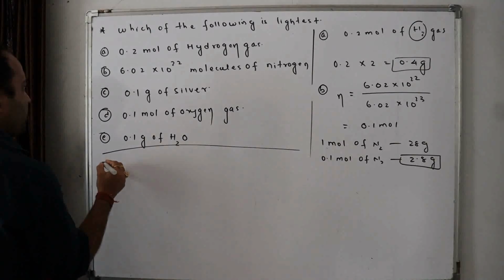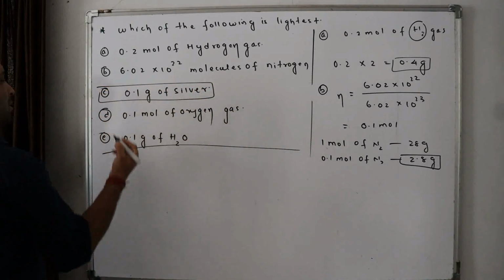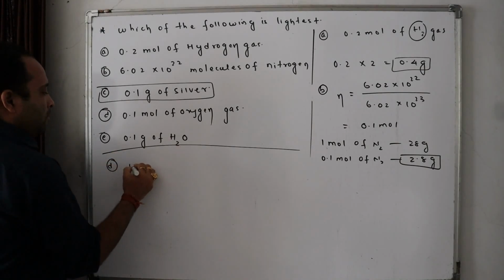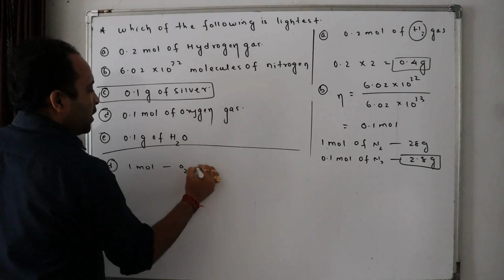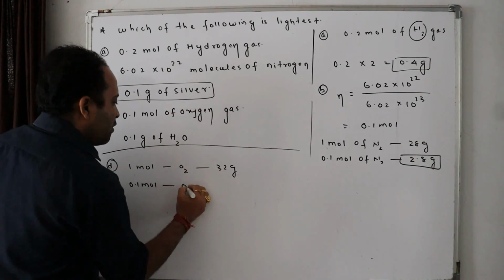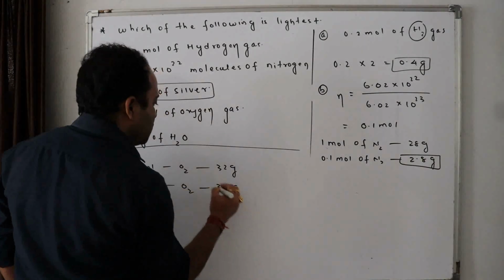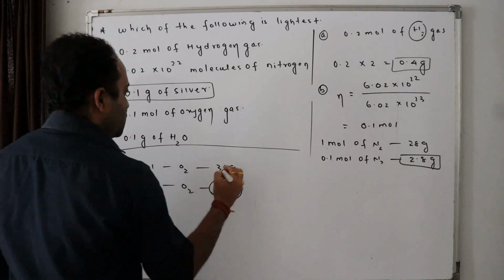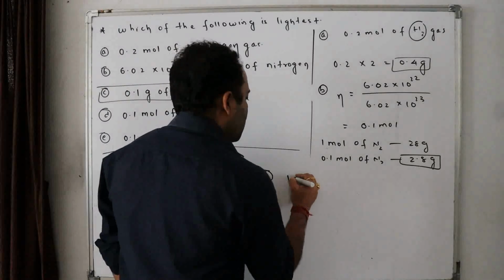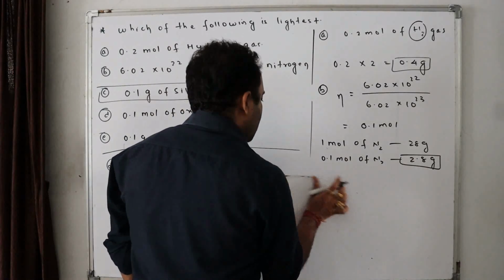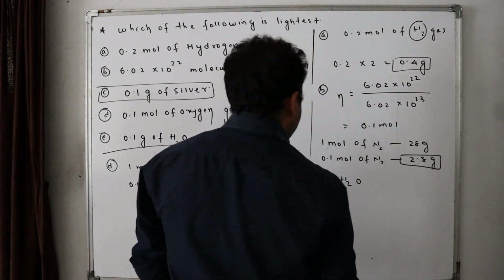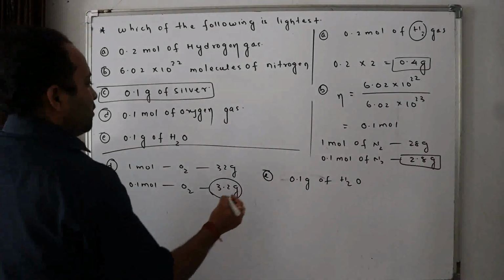Now for C, see, already they have given 0.1 gram, need not calculate. 0.1 mole of oxygen gas. D. 1 mole of O2 gas is 32 grams. 0.1 mole of O2 gas will be 3.2 grams, isn't it? And 0.1 gram of water, which is already given in grams, need not calculate.